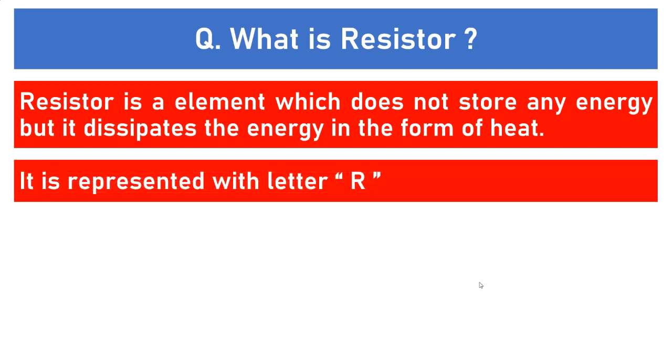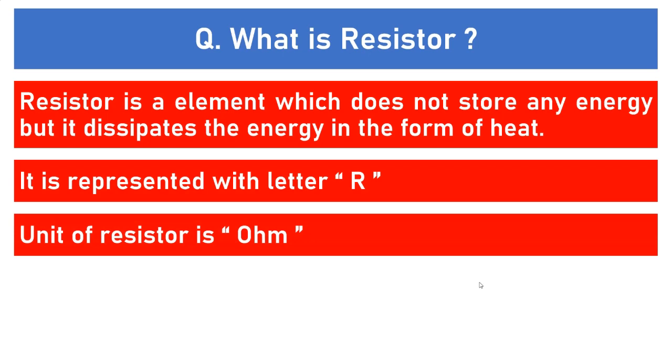Now the point number 2, it is represented with the letter R, and the unit of this particular resistor is always in ohms. Okay, so this is about the resistor. So first thing is, resistor is an element which does not store any energy, but it dissipates the energy in the form of heat. It is represented with the letter R, and the unit of resistor is ohms.